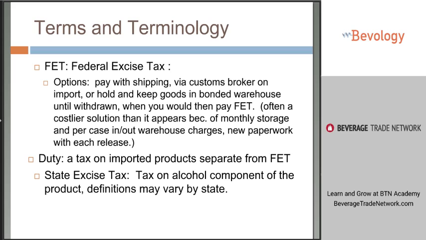The last two are duty, which is separate from the federal excise tax, which is the duty on the value of the product as opposed to the alcohol content. And then lastly, the state excise tax, which is the tax on the alcohol component of the product. Definitions may vary per state, but in the chart that I'm going to give you, there's a separate worksheet that lists out specifically what those state excise taxes are, and they've been converted to cost per 9-liter case. So I'll show you that in a moment.